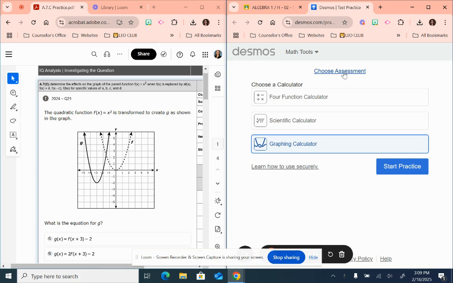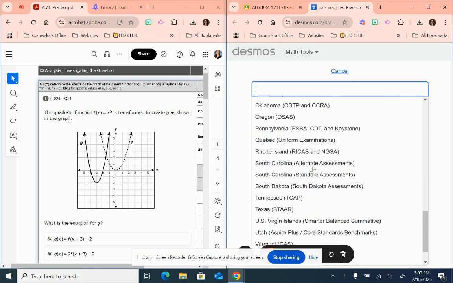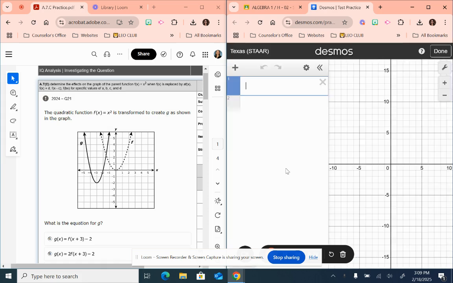Friendly reminder that you do live in the state of Texas, so you'll need to click on Texas to make sure that your calculator is in testing mode. And we are EOC Algebra 1, so it's the second one, and you'll start your practice.